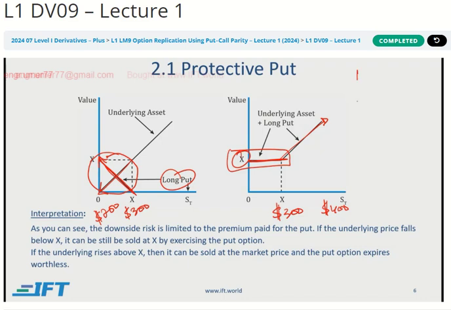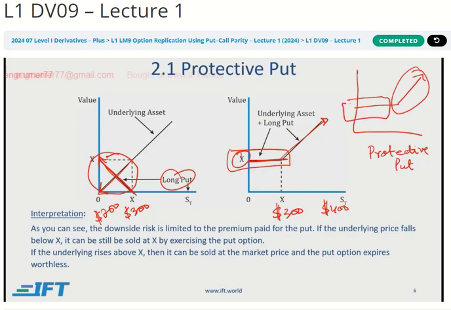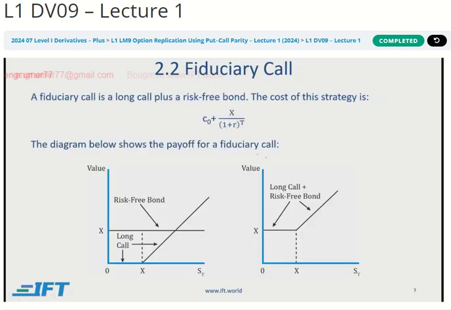Now just keep this diagram in mind, that this is what a protective put payoff looks like, that you've got the upside potential. If it goes up, you've got that, and if it goes down, that is protected. And now let's look at what a fiduciary call is, and you will see that this is exactly the same, and that is why the two should be equal. But first let me explain what is a fiduciary call.